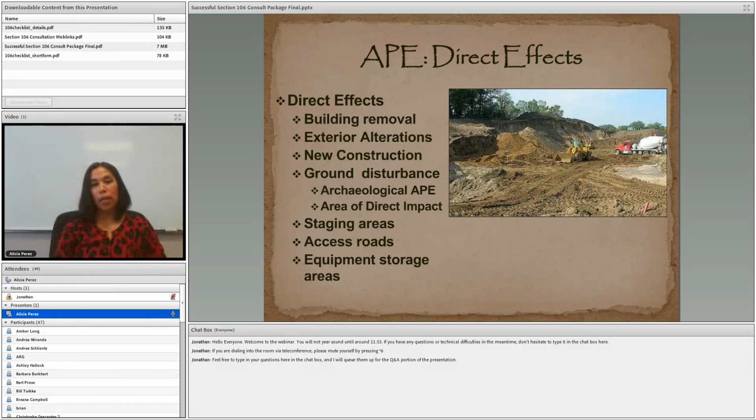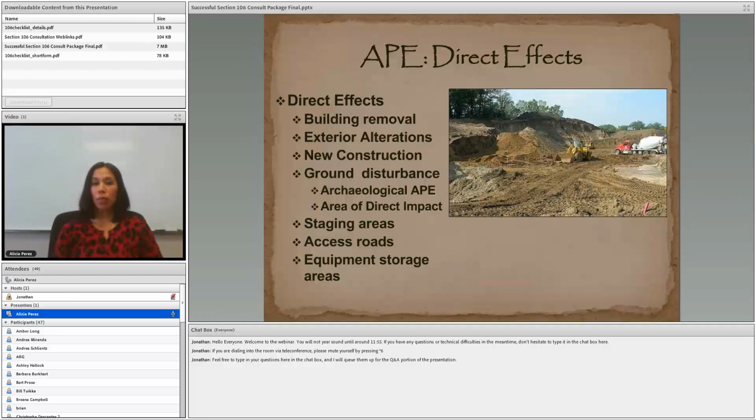So let's talk about the APE and what needs to be included. Direct effects, of course. Direct effects are all physical effects that may occur because of the undertaking. Some examples: building removal, exterior alterations, new construction, ground disturbance, of course. In some cases, an APE may include an archaeological APE and an architectural APE, but it's important to note that there's only one APE. So you have a large boundary, and within that, it encompasses the archaeological and architectural APE.